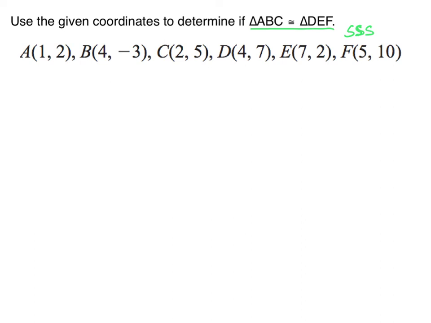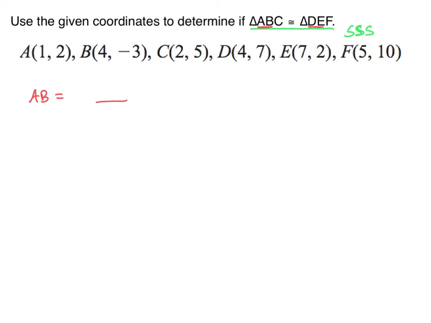So to prove SSS, I got to prove that all of them are congruent lengths. And to prove congruent lengths, I would need to use the distance formula. But I want you to be careful and watch how I do this. I'm just going to set it up. If this is true, AB has to match DE. So I would first take AB and use the distance formula to find it and get a number.